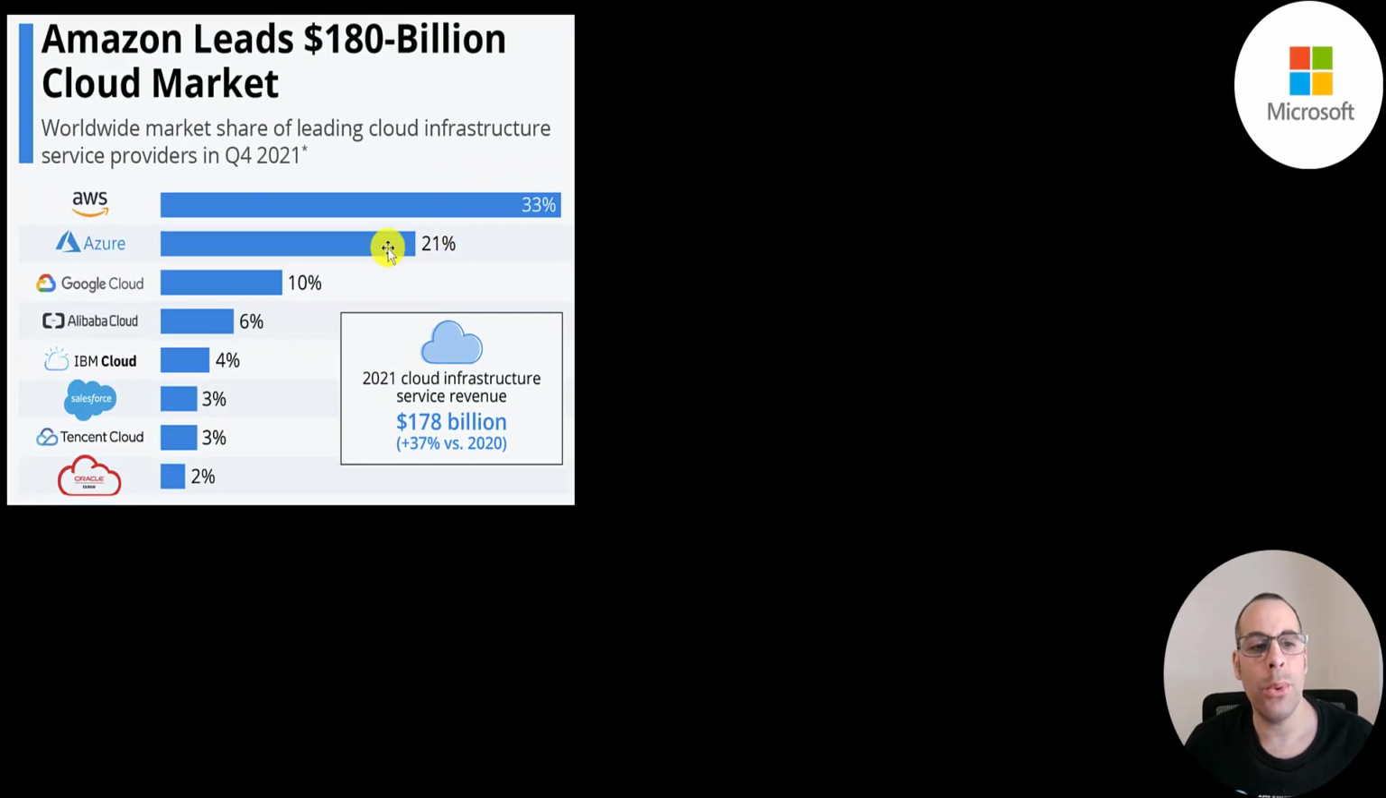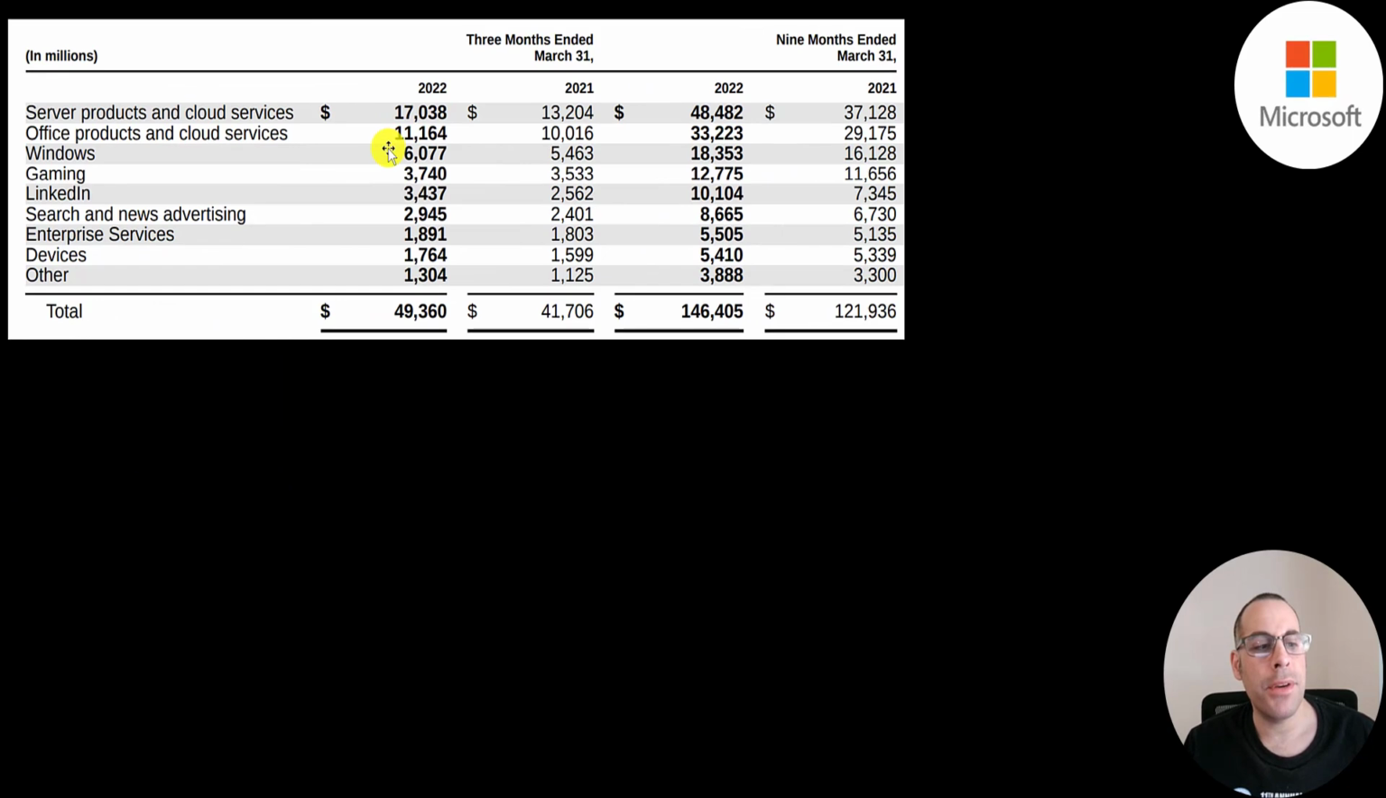They control 21% of the cloud market. And this is a big market and it's constantly growing. Their product is Microsoft Azure. The only company bigger is Amazon at 33%. 6 billion of revenue from Windows, 3.7 billion from gaming, 3.4 billion from LinkedIn, 2.9 billion from advertising, and then enterprise services, devices, and other.